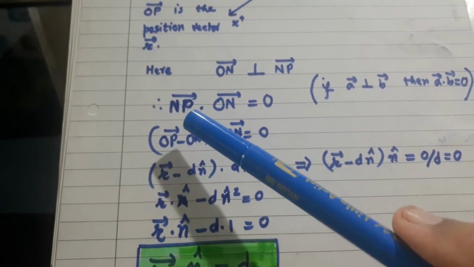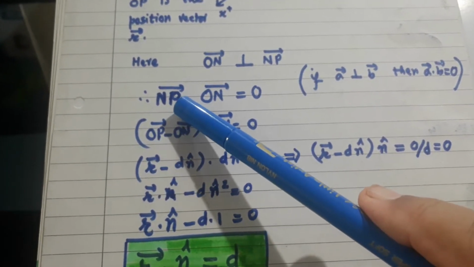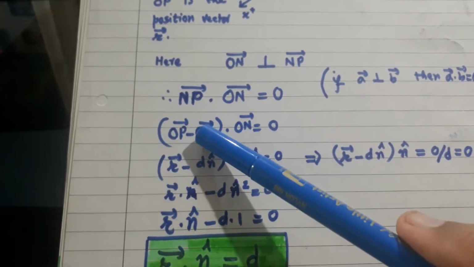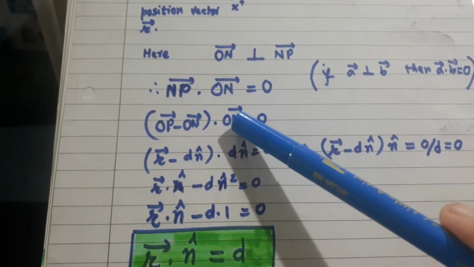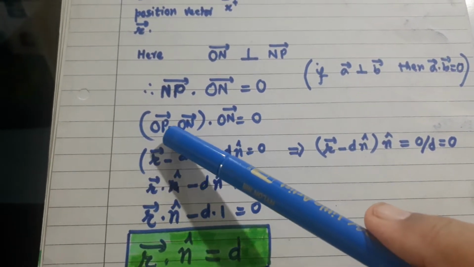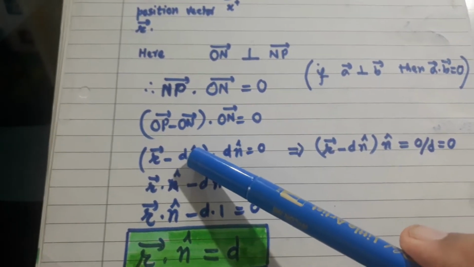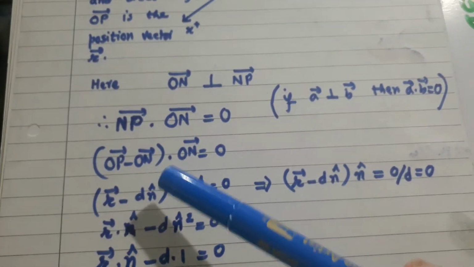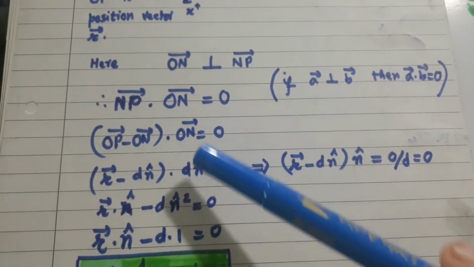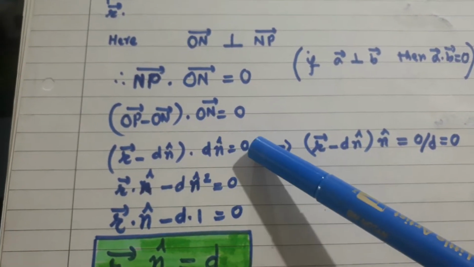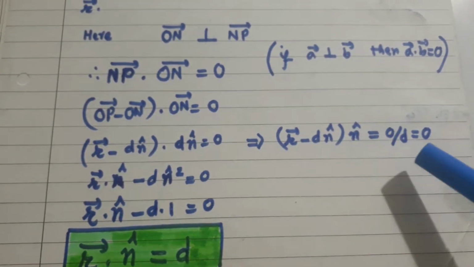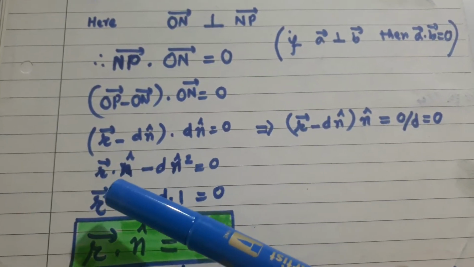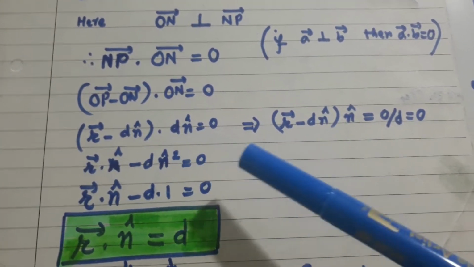Now NP can be written as OP minus ON. Final point minus initial point. OP minus ON dot ON is equal to 0. OP is R. ON is d n cap. This d will go to this side, it will become 0. 0 over d is 0. N cap is there. Take n cap inside. R n cap minus d n cap square.